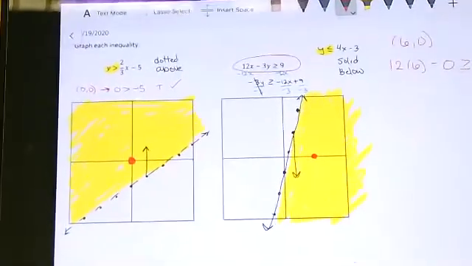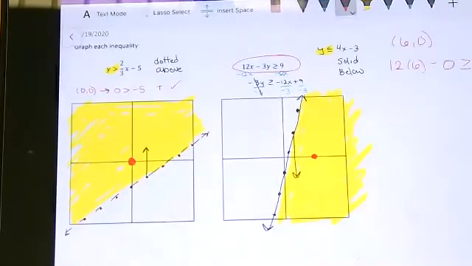So that's how we do linear inequalities, because they're all lines. That's all we're going to be doing is linear inequalities when you have two variables, an x and a y.